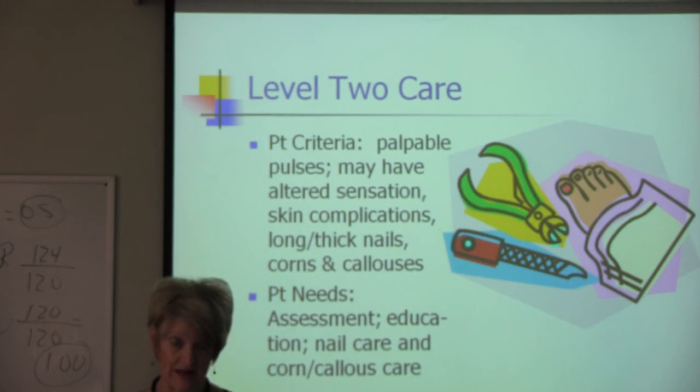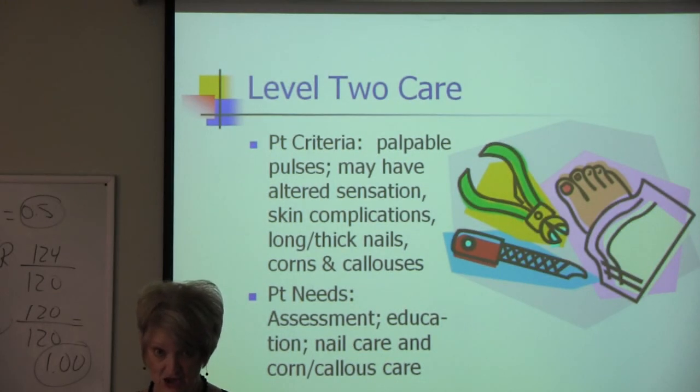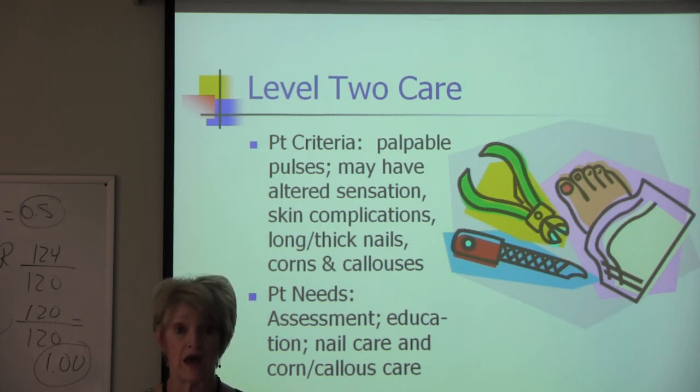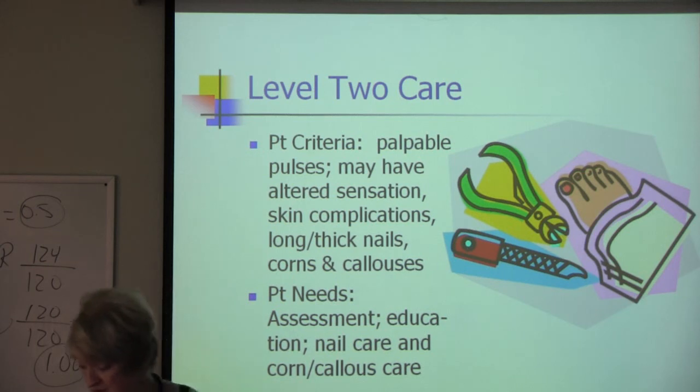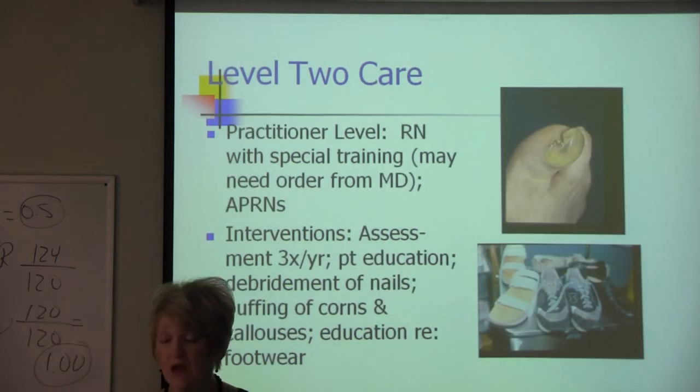So what do they need? They need assessment, they need education, but they also need a higher level of intervention. So they need someone who can thin and trim their nails and buff or repair corns and calluses. So what's the level? Typically RN with special training. In some states, LPN with special training. So anyone who's completed a foot and nail course and has obtained certification would certainly meet the criteria for level 2 care.